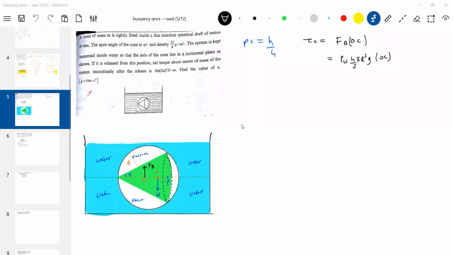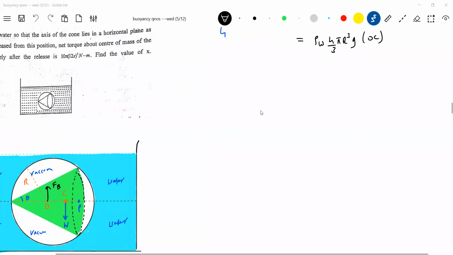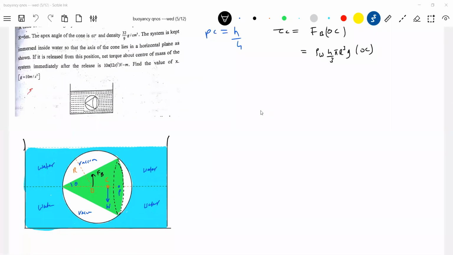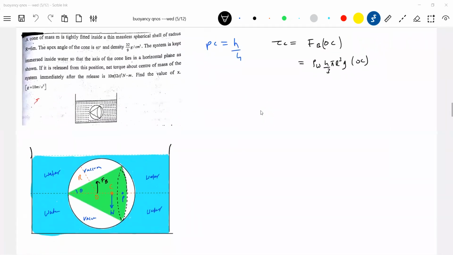Are you able to see the screen? Yes, sir. Oh, we have lost everything. Okay, we'll rewrite. I'll draw the diagram once again.